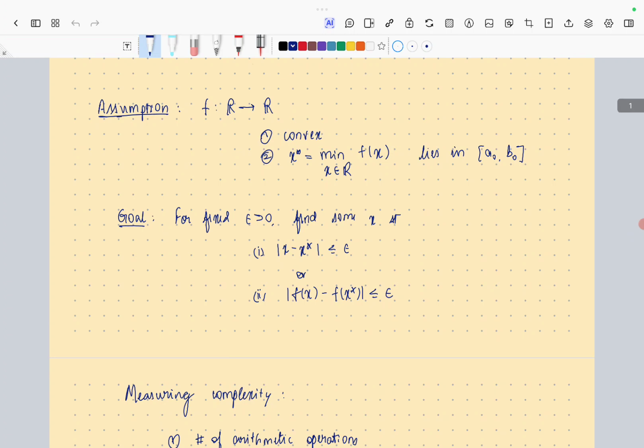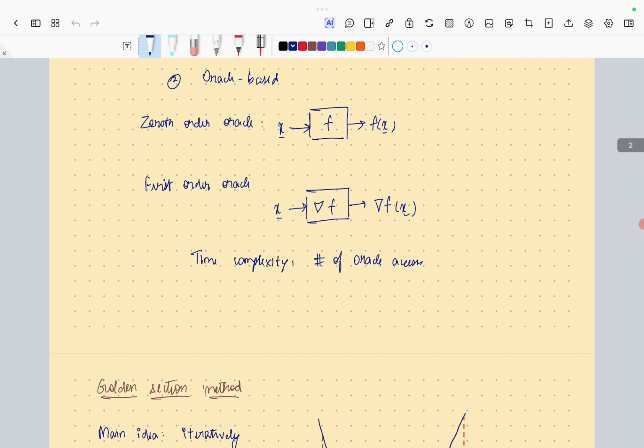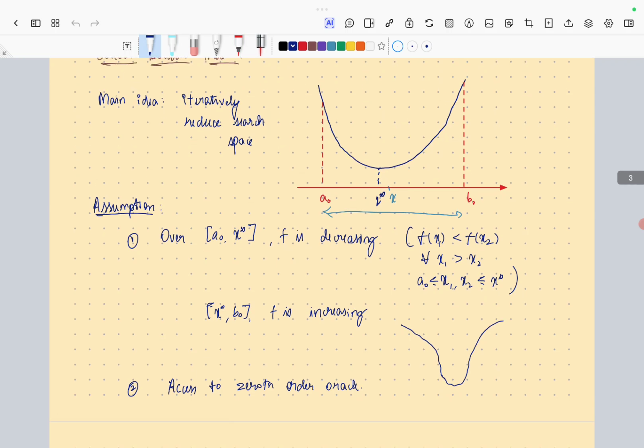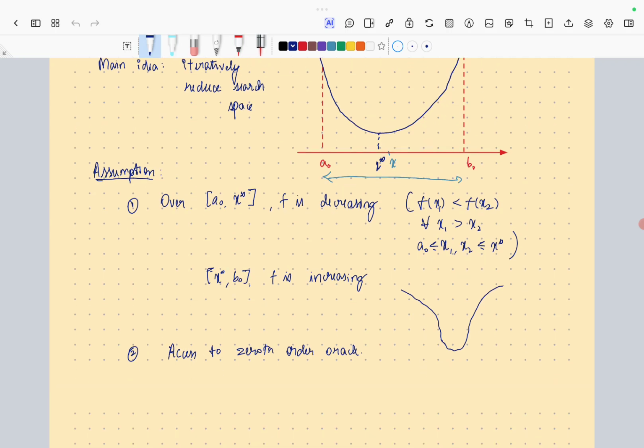Okay, so in the last class we saw a couple of algorithms for unconstrained minimization of a unimodal function, right? Effectively, the only requirements that we needed was that there's a well-defined minimum, and to the left of the minimum the function is strictly decreasing, and to the right of the minimum the function is strictly increasing. That is the only assumption that we made on the function that we wanted to minimize.